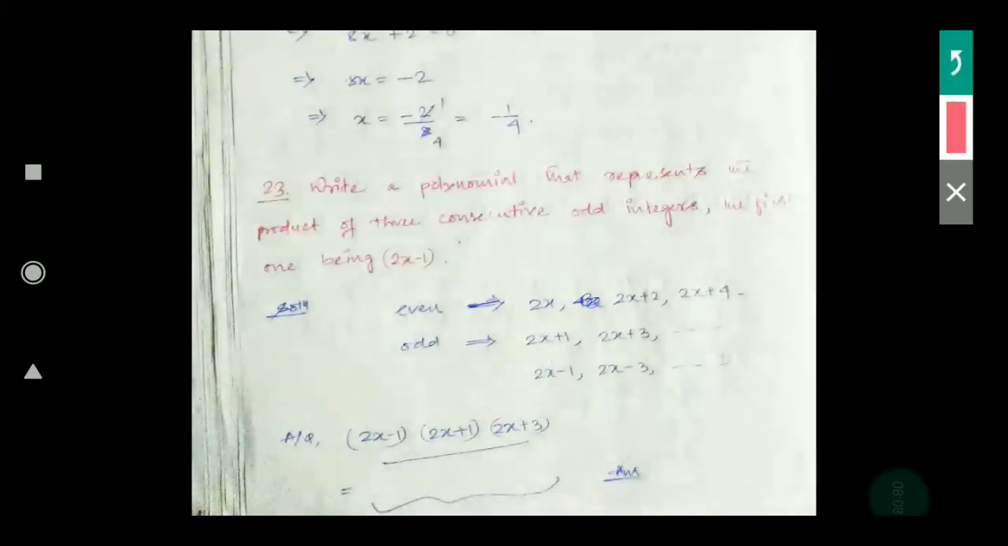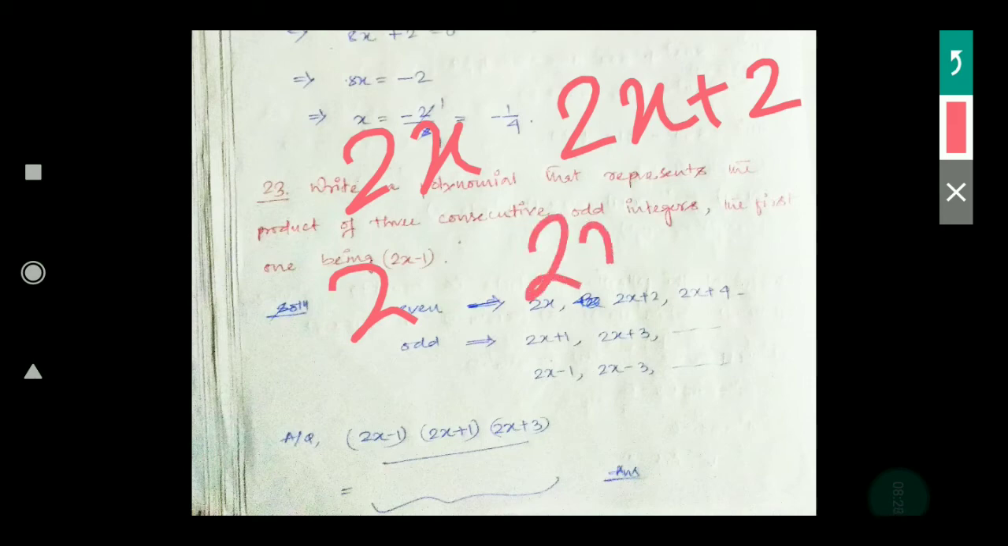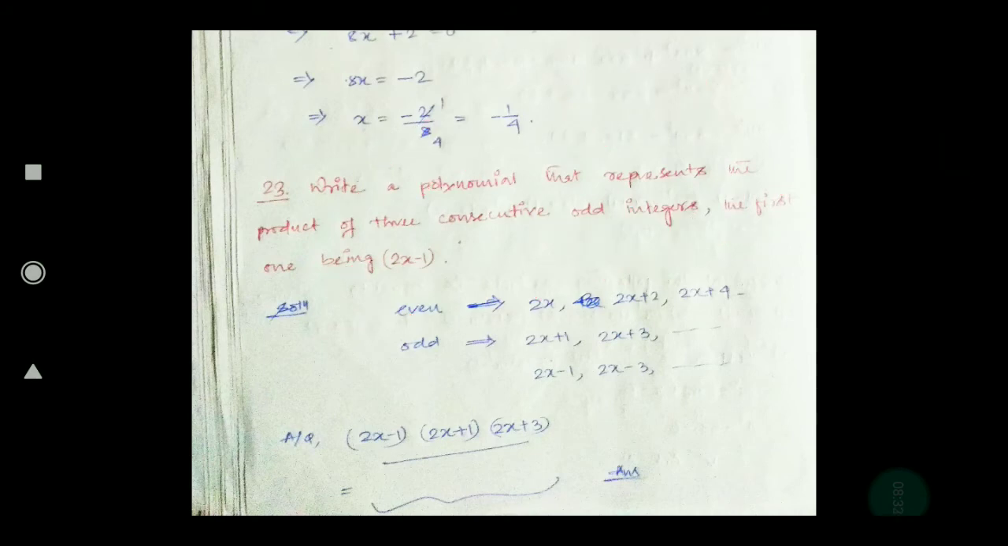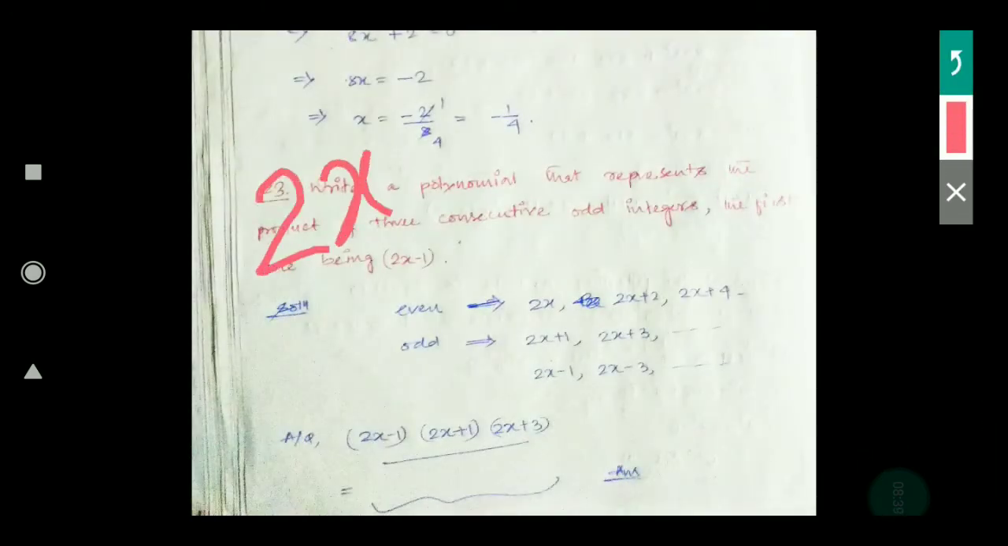Okay, so here consecutive polynomial, then what will be the factors? An even number we can represent as 2x, the next will be 2x plus 2. That means if 2, then next will be 2 plus 2, 4, next will be 2 plus 4, 6, like this. Now I can write 2x plus 2, 2x plus 4, 2x plus 6, like this it will be consecutive even numbers.